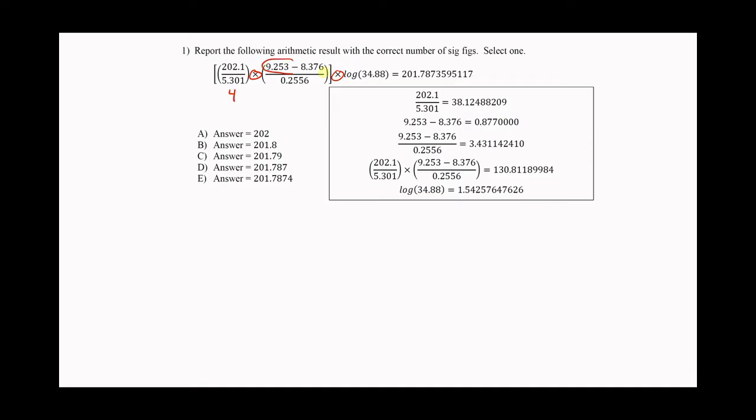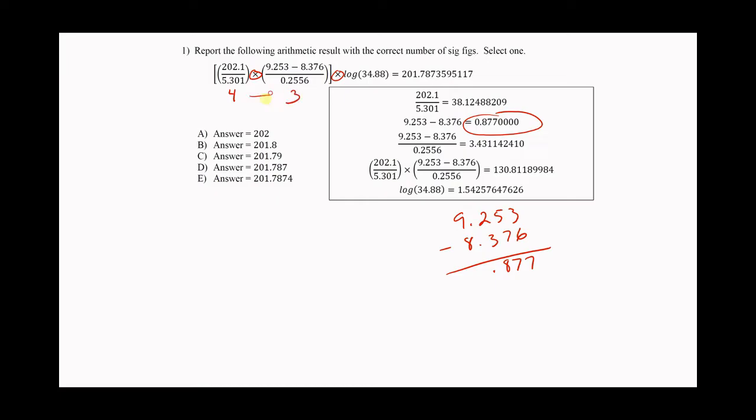So let's look up top here. What are we going to have up top? We're going to have 9.253 minus 8.376. That's given here. It's 0.877. So this up top is 3 sig figs. Down the bottom is 4, which means this whole division is ruled by the smaller number. So this has 3 sig figs.